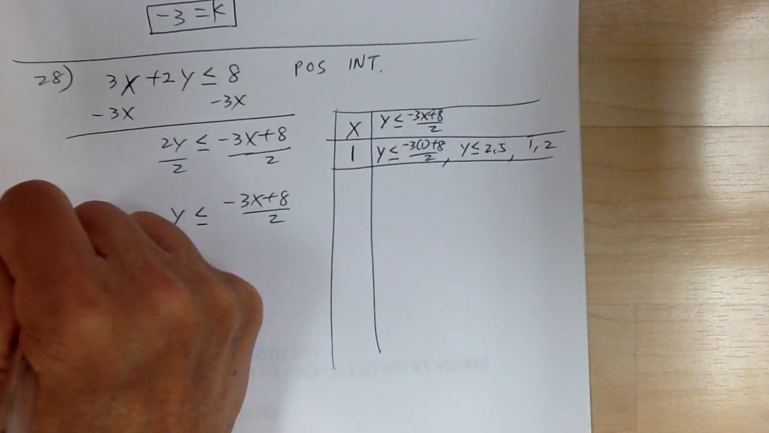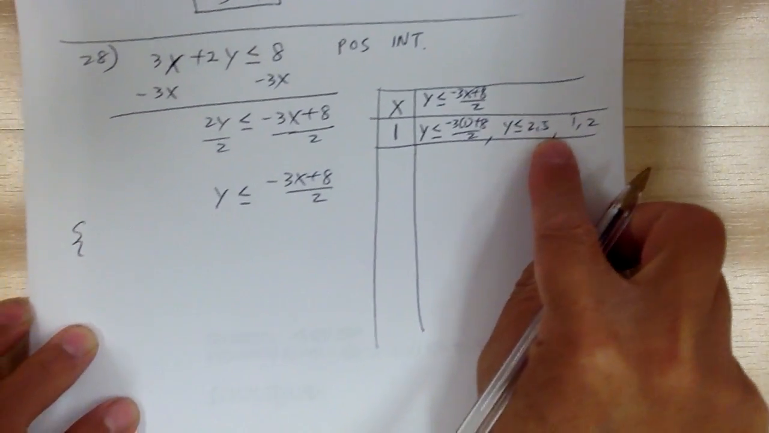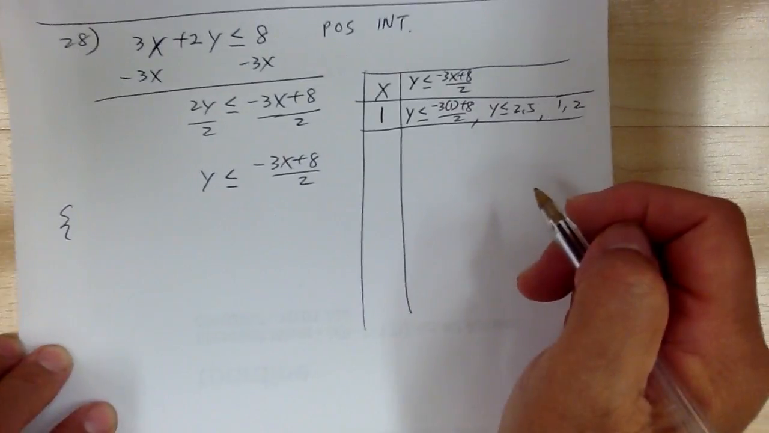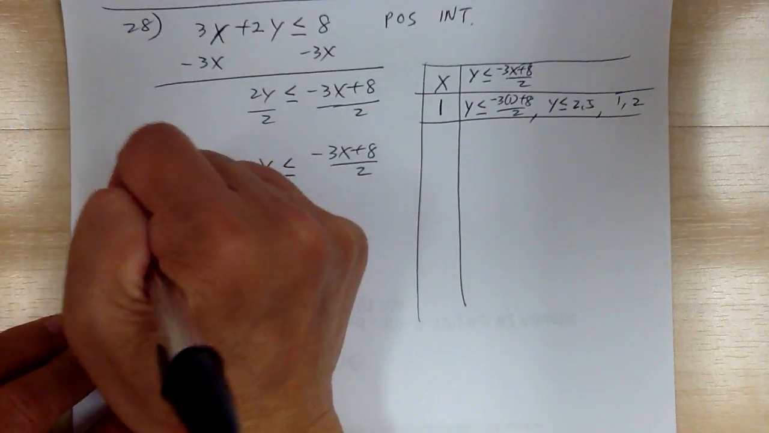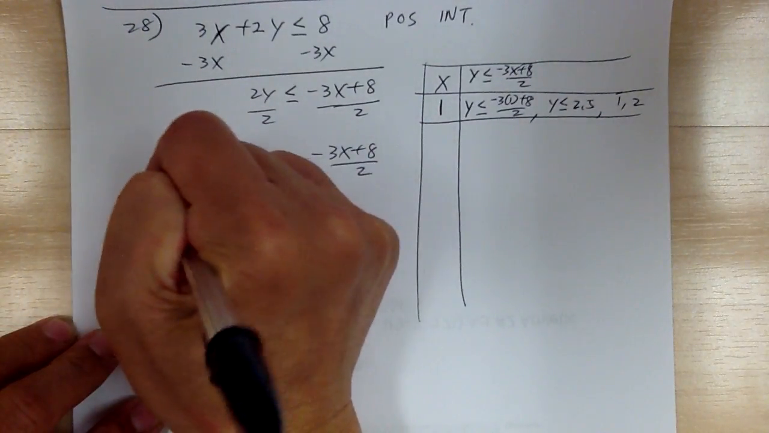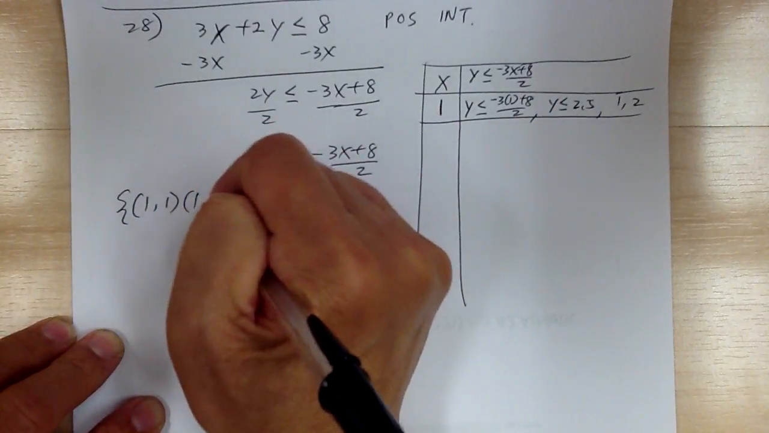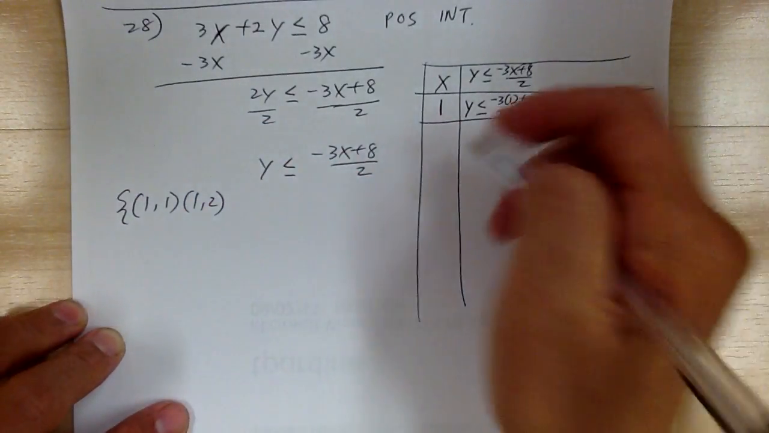So from these, you're going to get the 1, 1. Now watch your x and the y. Don't get the x and the y switched. So you get 1, 2. That takes care of the first one.